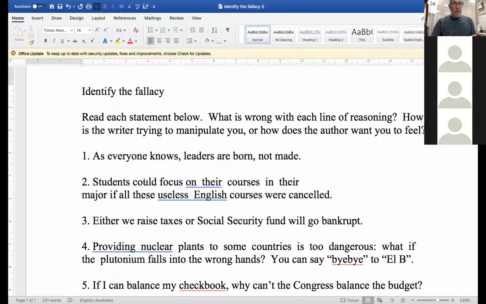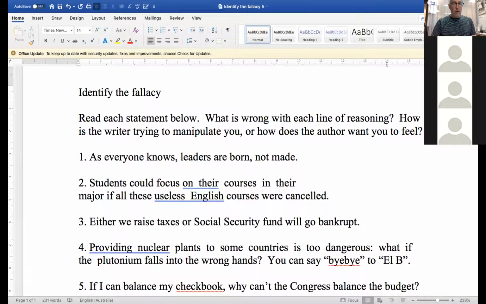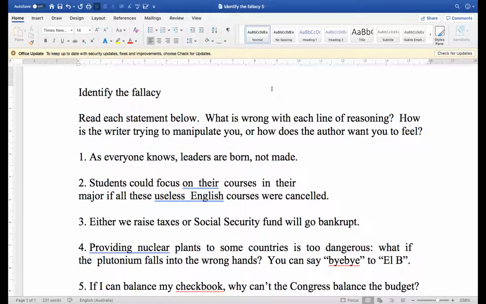All right, so this is a bit of discussion time. What we're going to do is to try to identify what's wrong with these arguments, with each line of reasoning. As it says, how is the reader trying to manipulate you? Or how does the author want you to feel?